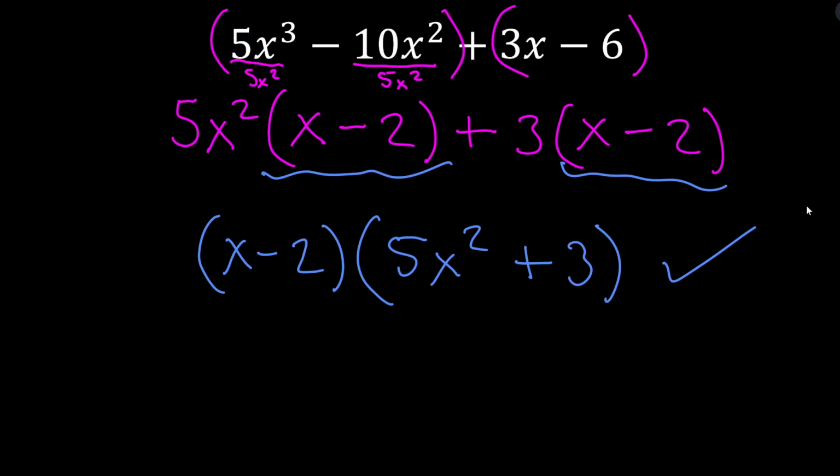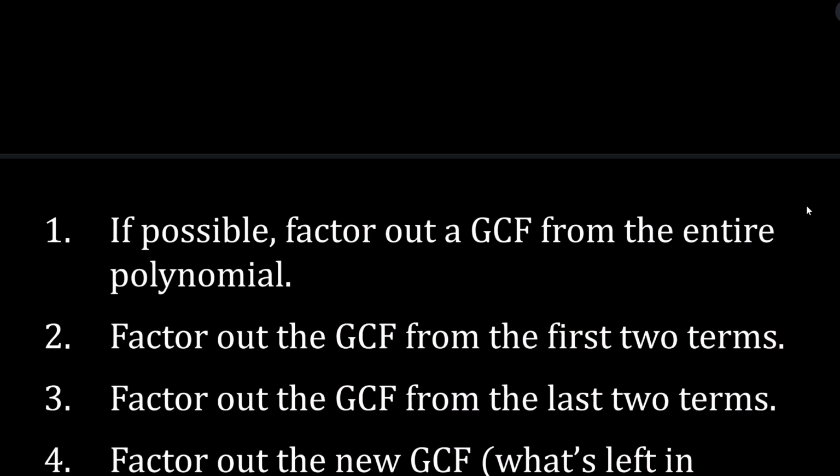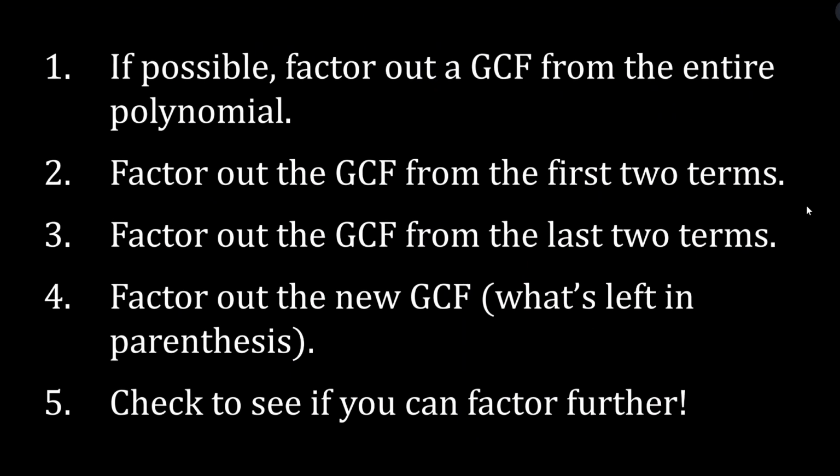So let's summarize what we did in some steps. I know students very often like steps. So here you go. You can pause the video. We're looking for a GCF across the entire thing. If there is one, we take it out. If there isn't, we don't. And we'll see one example where we do that.